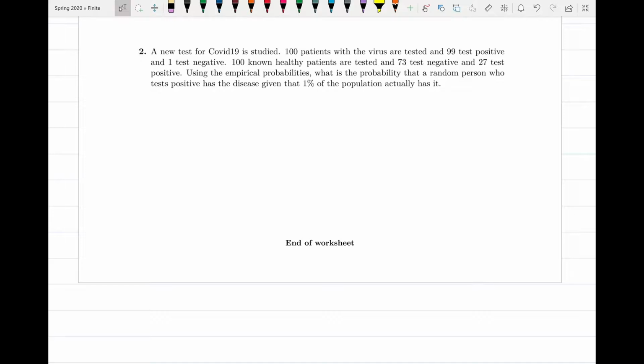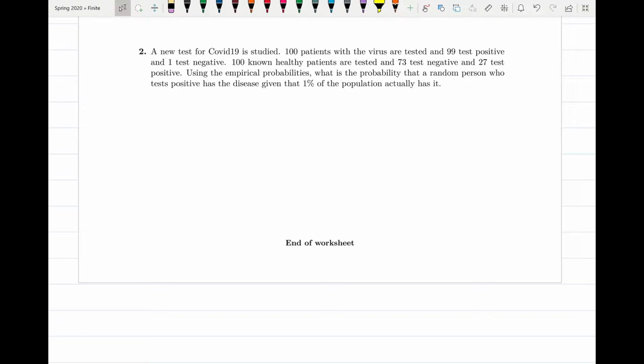So we'll use empirical probabilities to calculate the probability that a random person who tests positive has the disease, given that 1% of the population actually has it. Of course, that 1% is completely made up by me. The actual percentage is changing every hour, and by the time you read this, it might actually be 1%. Who knows?